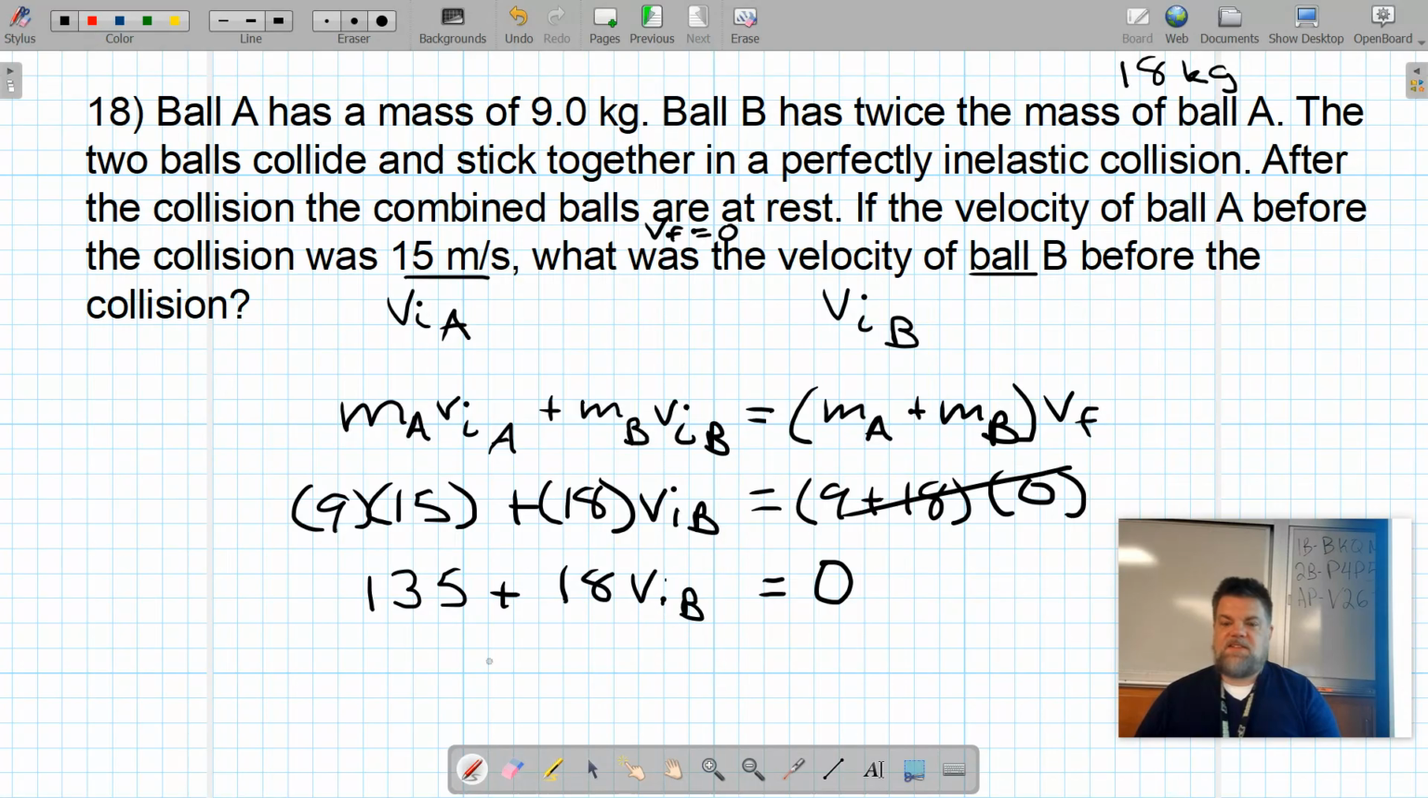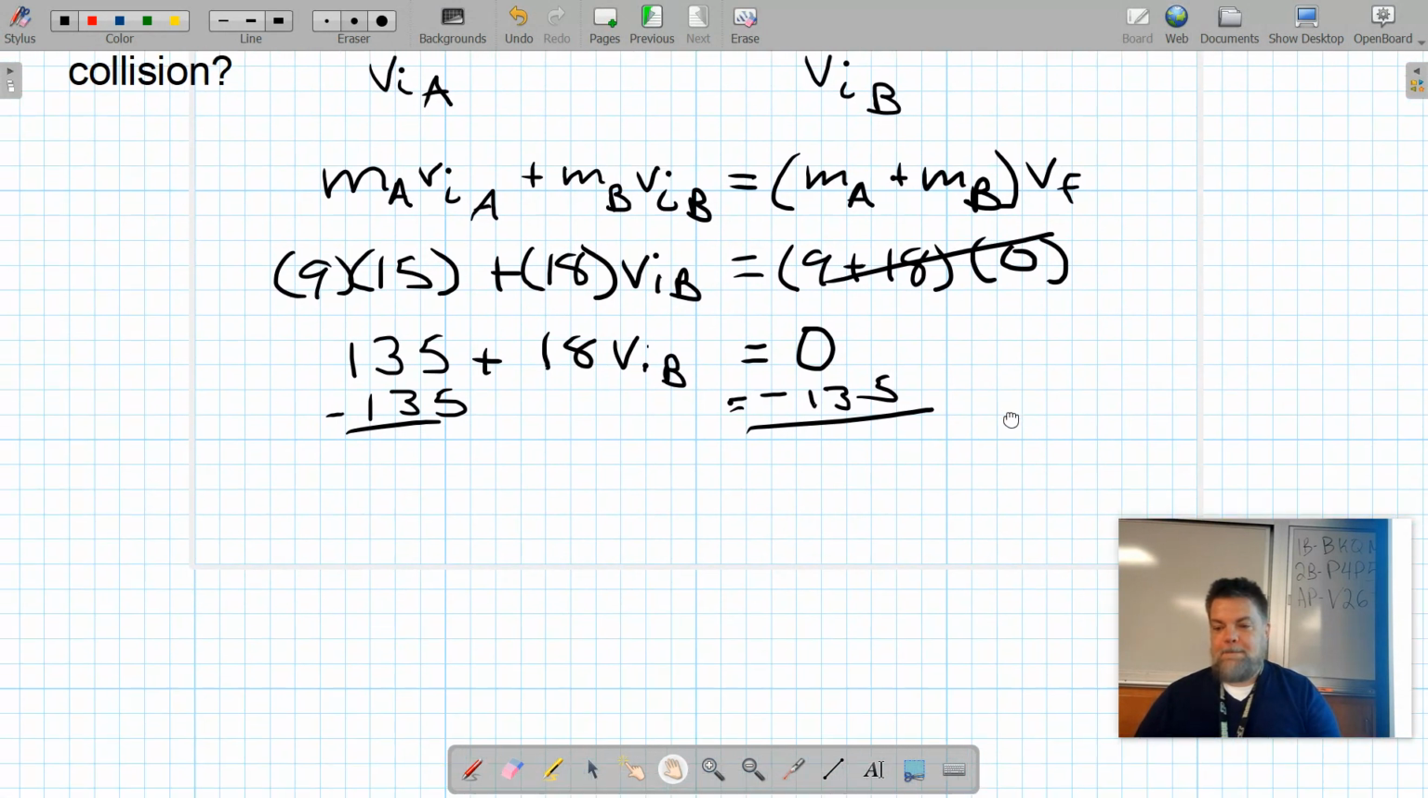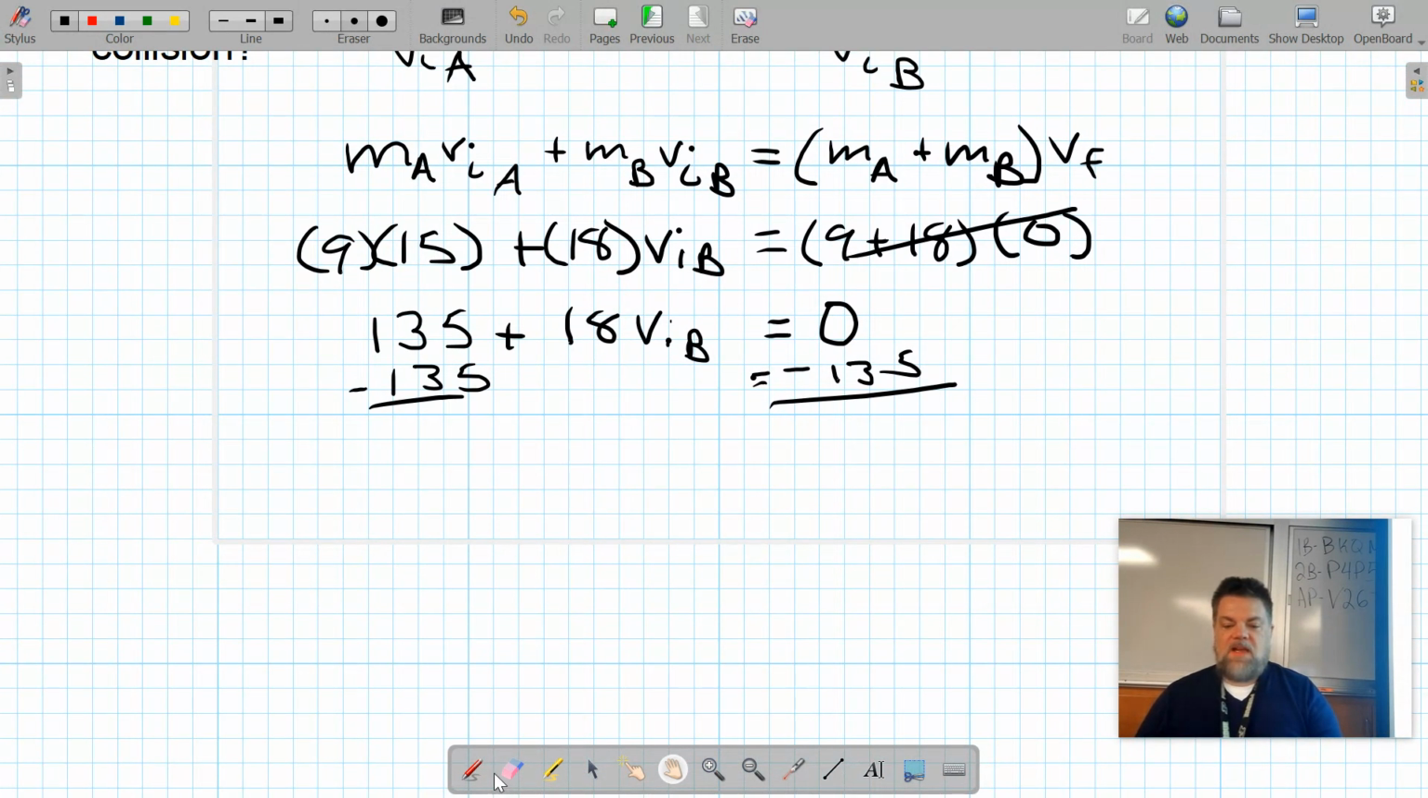It's amazing, isn't it? So now I'm just doing algebra. Remember, I got to solve for V initial B. So I'm going to just start moving things away. I want to make it look like V initial B equals some stuff.